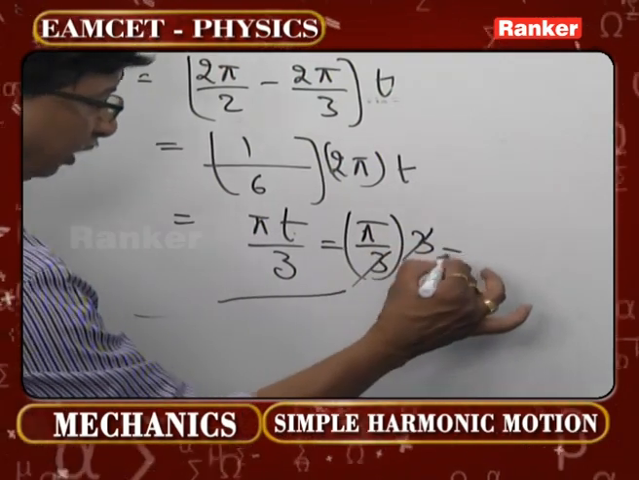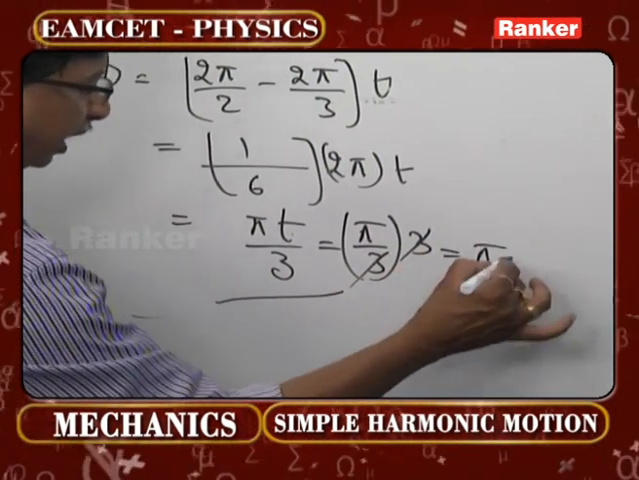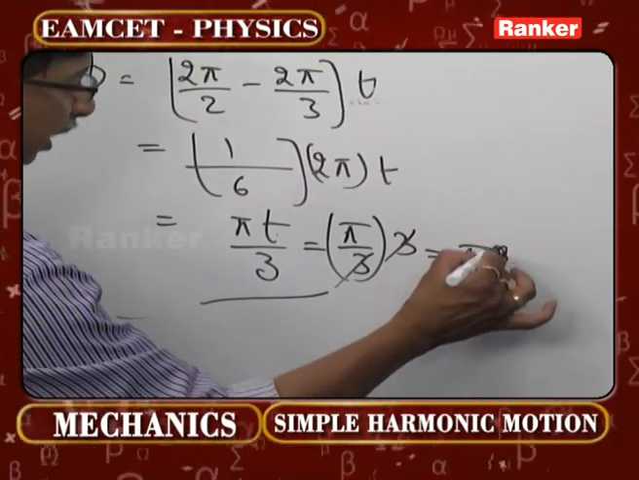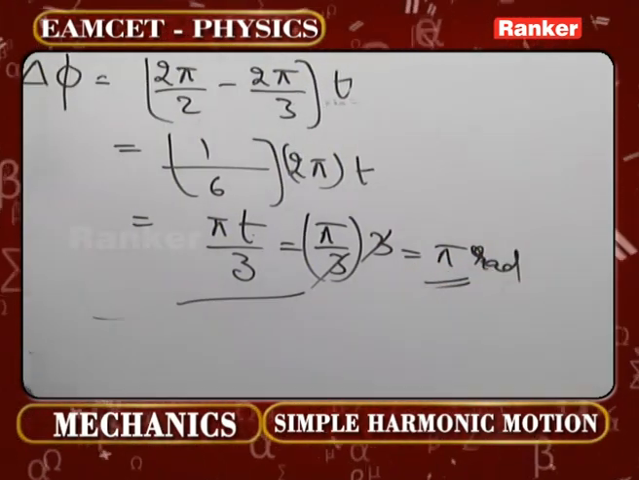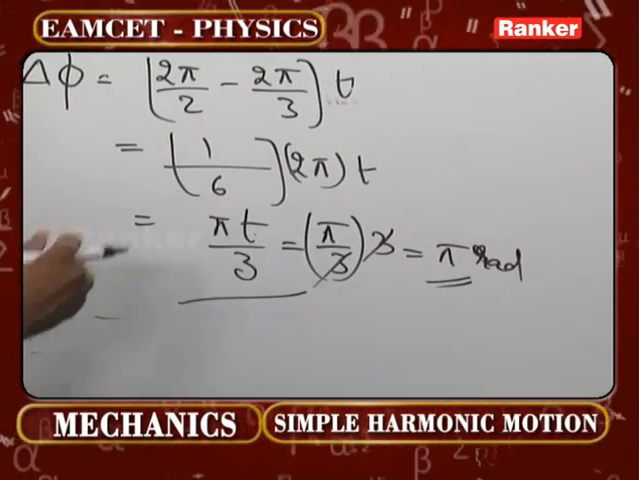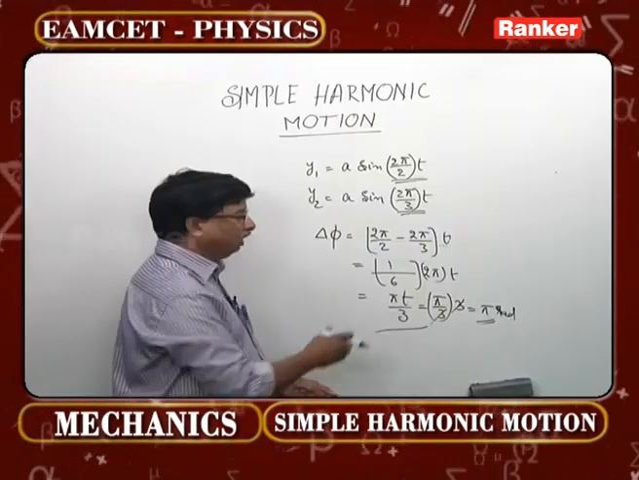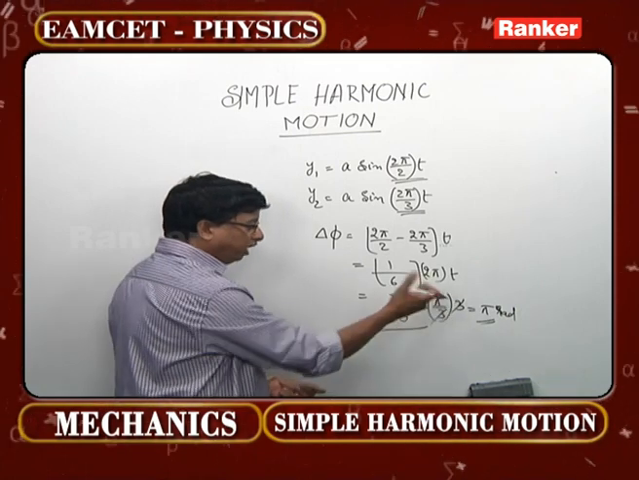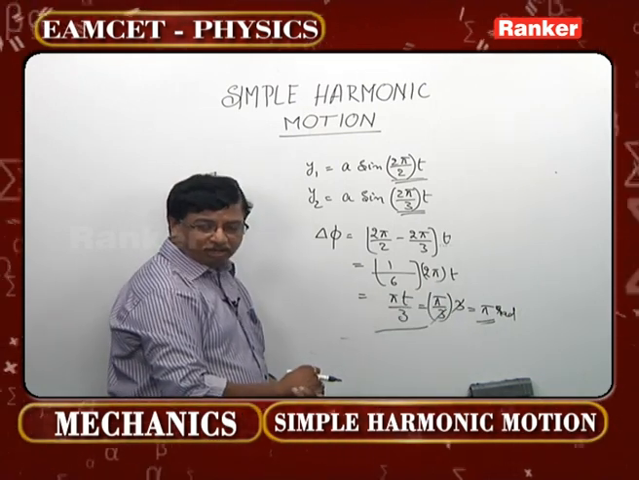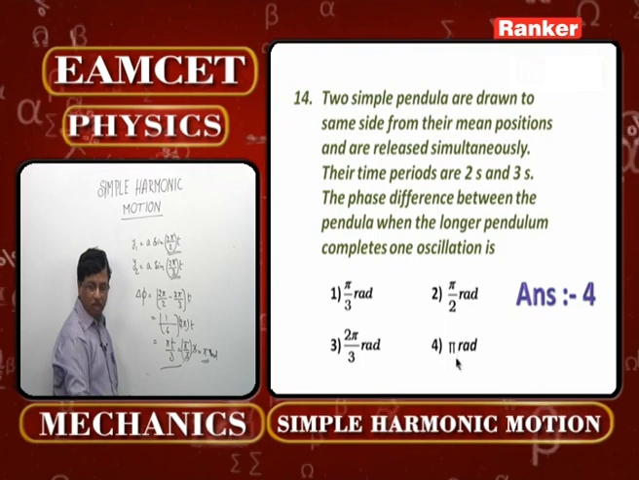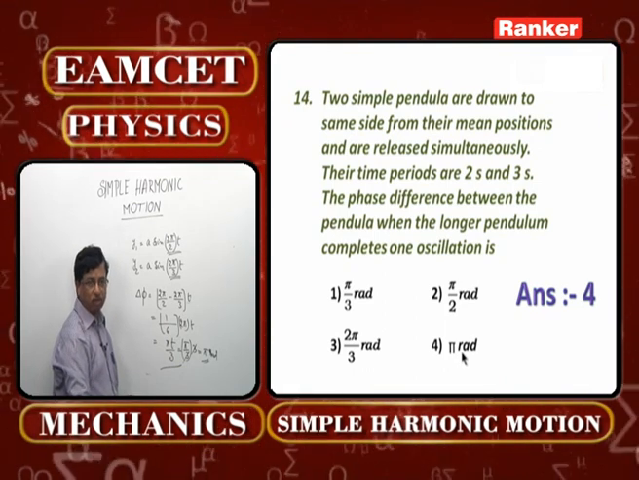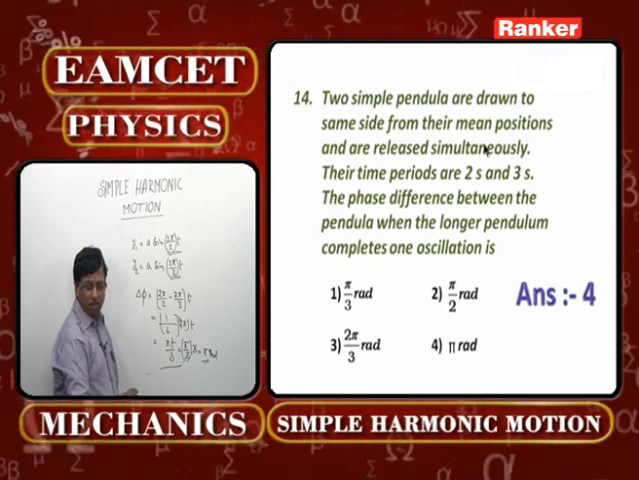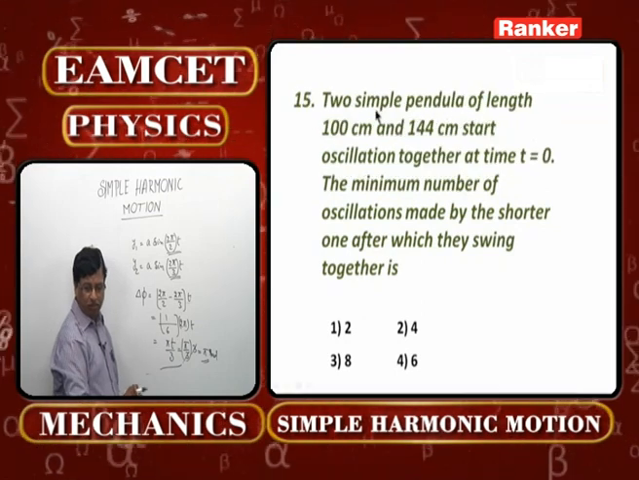3 gets cancelled. What is now left over? Pi. What is this pi now? Pi radian will now be the corresponding angular displacement, or in this particular case it is called phase difference between these two pendula. So pi radian, which option is going to be tallied? Fourth option is going to be the correct option for us in the question number 14 as such. Now check the next problem, that is problem number 15.